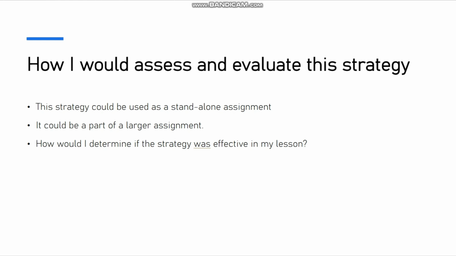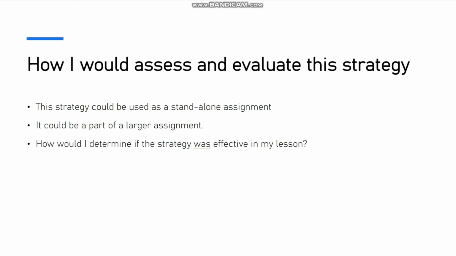And how would I determine if the strategy was effective in my lesson? For this last question, I would simply have my students work independently on the last Frayer model based on the vocabulary term mutation and see if they have any problems doing that. I feel like Frayer models are very straightforward, but if students are still struggling, I would go back a step and guide them through it again before letting them work independently on it.